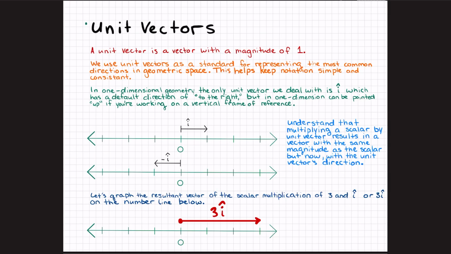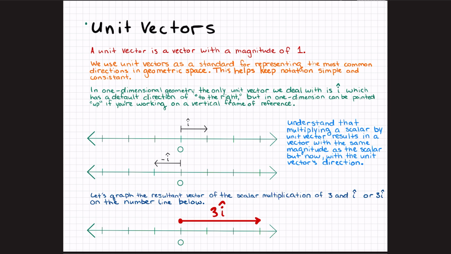In this video, I want to cover the topic of unit vectors. A unit vector is a vector with magnitude of 1, and we use unit vectors as a standard for representing the most common directions in geometric space. This helps keep notation simple and consistent.